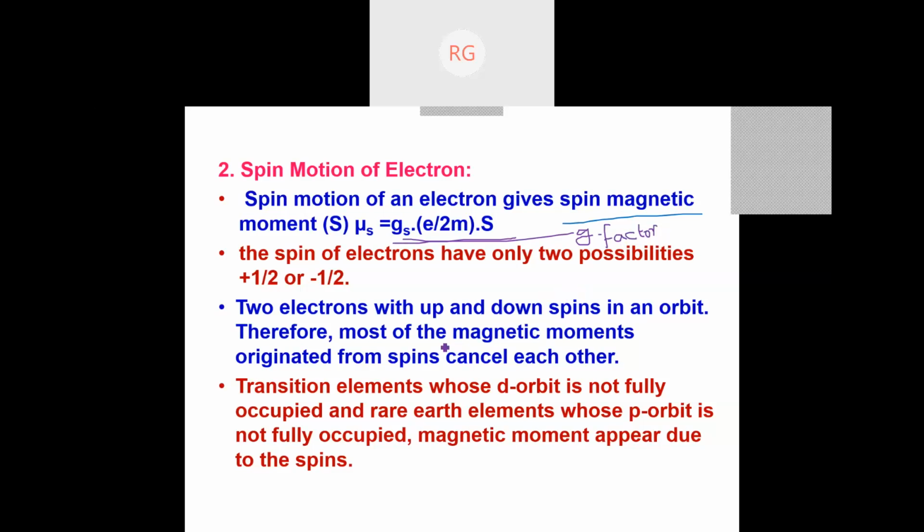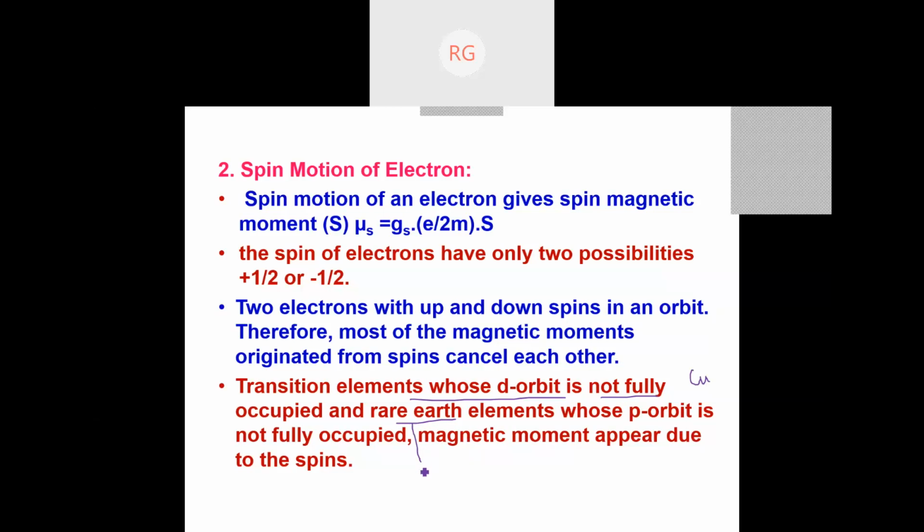So even though spin motion is giving rise to magnetism, because of the parallel spins or opposite spins, they cancel each other, and only some materials are capable of giving the magnetism. Which materials? The materials which are having uncompensated or unpaired electrons. Therefore, transition metal elements whose d orbitals are not completely occupied, or rare earth elements. So for the transition metal elements you can take copper, etc.